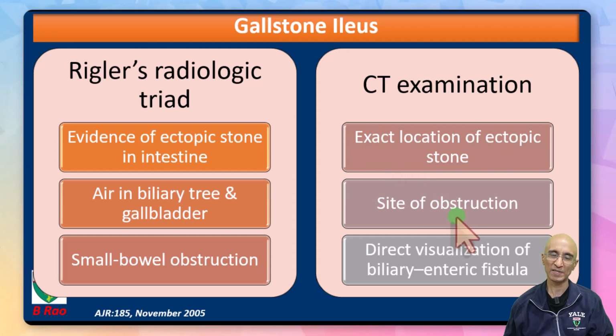Most common site of obstruction is terminal ileum. Other sites of obstruction could be proximal ileum, sometimes in the rectosigmoid region. Rarely the stone can get impacted in the duodenum, which goes by the eponym of Bouveret syndrome. And as we saw in our patient, CT examination demonstrates the biliary enteric fistula.